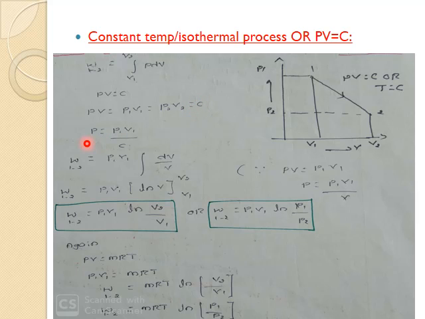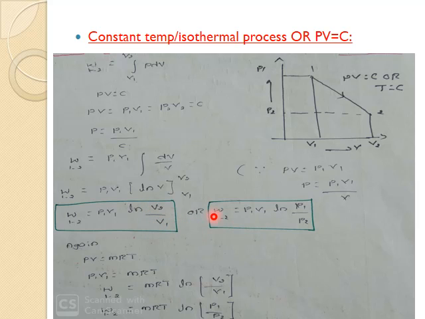Now I will rewrite this equation. Then P equal to P1 V1 by V. Now substitute the value of P in this equation. So if you substitute, you will get this equation. Now if you integrate this, P1 V1 is constant. If you integrate 1 by V, then you will get ln V under the limits V1 and V2. If you rewrite this equation, it becomes P1 into V1 ln of V2 by V1.